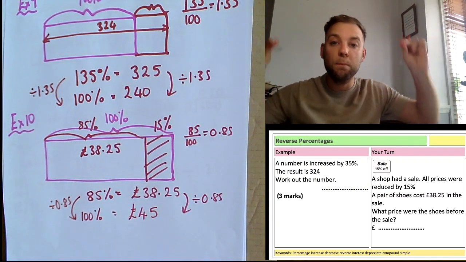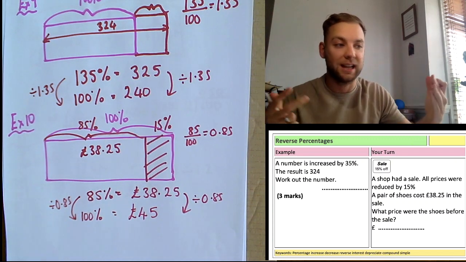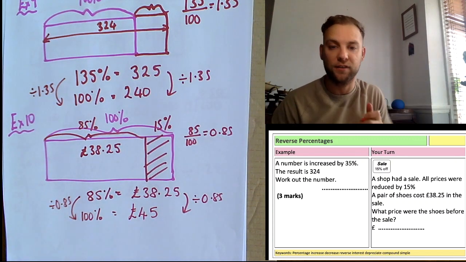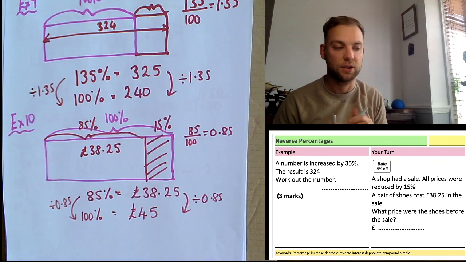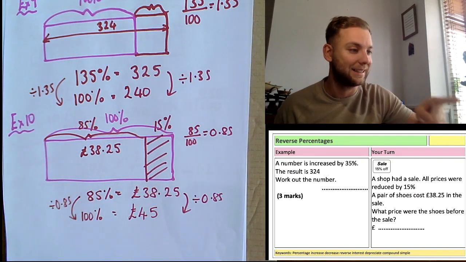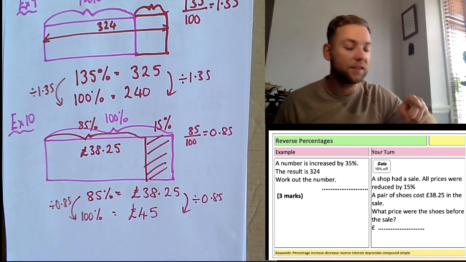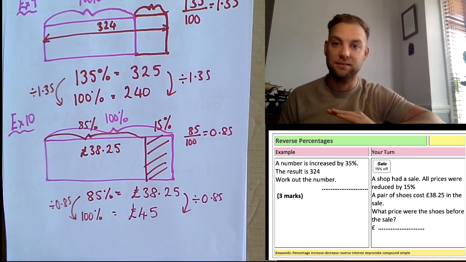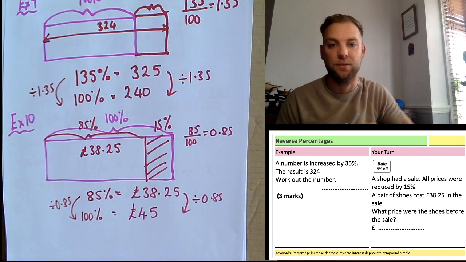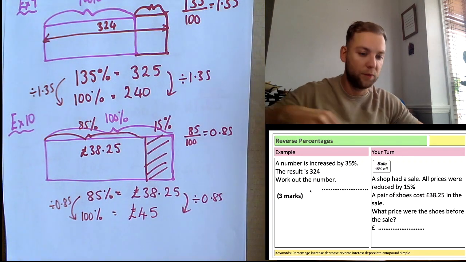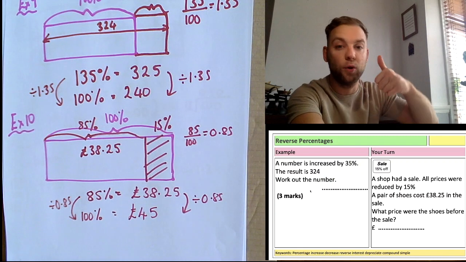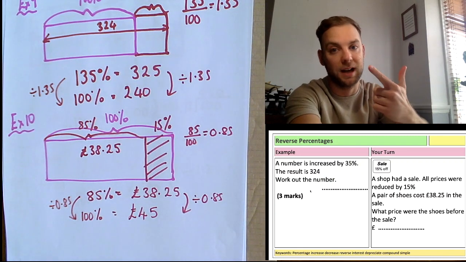So if you know what your multiplier is after it's changed, so in this case reduced by 15%, we can just divide by that if it's a reverse percentage question. Notice with this one again, it says, what was the price of the shoes before the sale? Okay, what was it before that happened? All right. So we've looked at the non-calculator methods. We've looked at a percentage multiplier method.